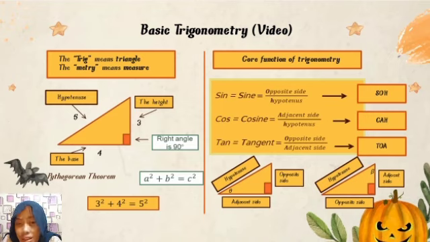With the Pythagorean theorem, the formula is a to the power of 2 plus b to the power of 2 equals c to the power of 2. And we know the value of a is 3, and the value of the base is 4. Then the value of the hypotenuse is 5. So 3 to the power of 2 plus 4 to the power of 2 equals 5 to the power of 2.